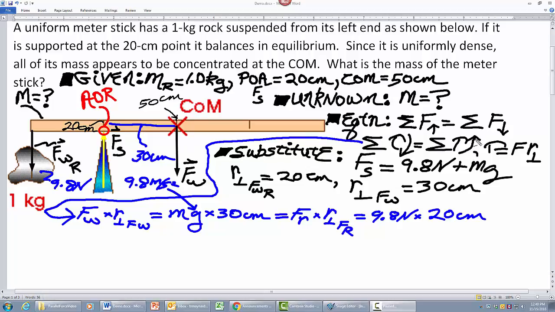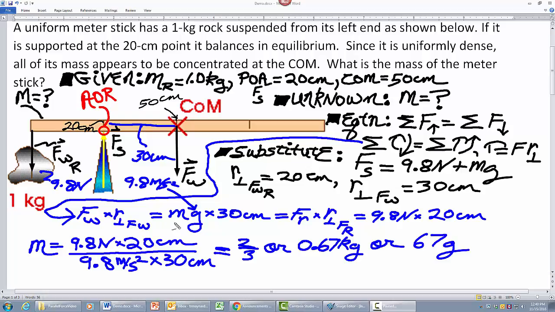For the sum of the counterclockwise torques, the only counterclockwise torque is that exerted by the weight of the rock. So the pin here at the axis of rotation is where the meter stick can rotate, and we see that this weight force tends to want to rotate the meter stick in a counterclockwise direction. So we write the force of the rock times the moment arm of the rock, and we have already found that the weight of the rock is 9.8 newtons, 1 kilogram times the acceleration of gravity. Its moment arm is 20 centimeters.